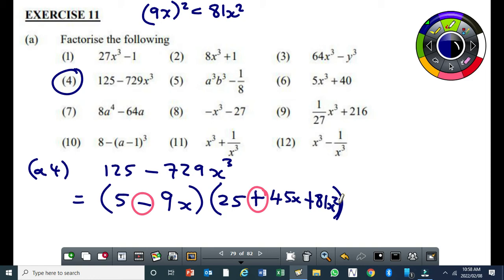You get the 45 by multiplying the first term of the binomial factor and the last term of the binomial factor. 5 times 9x gives you 45x.